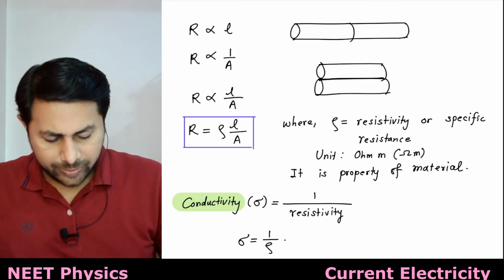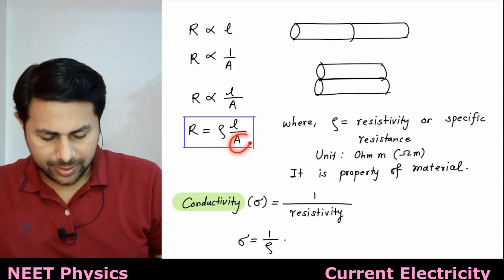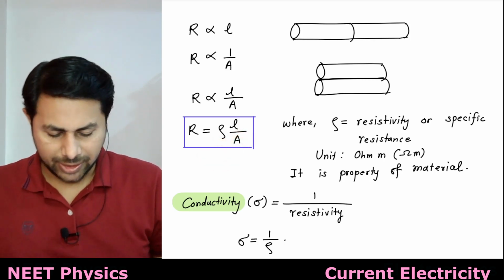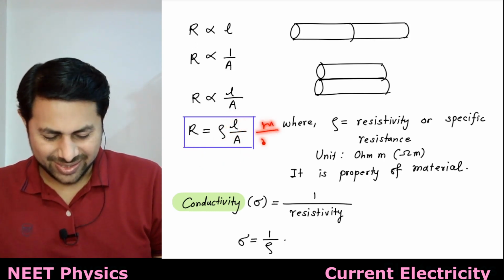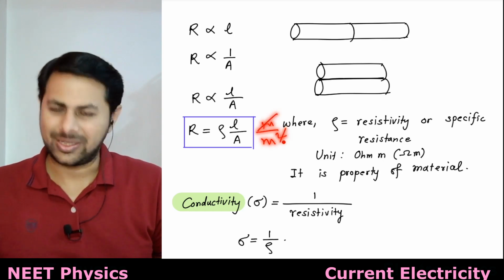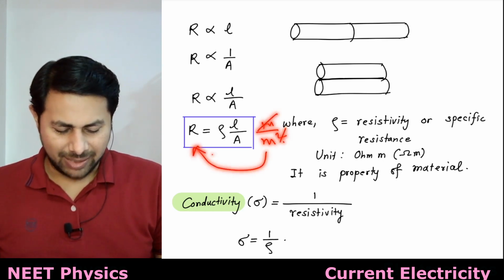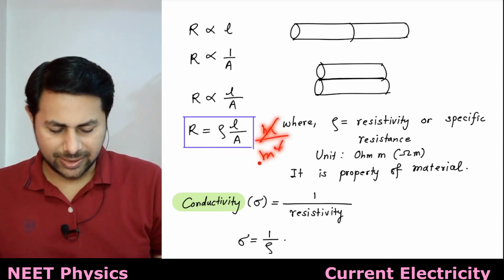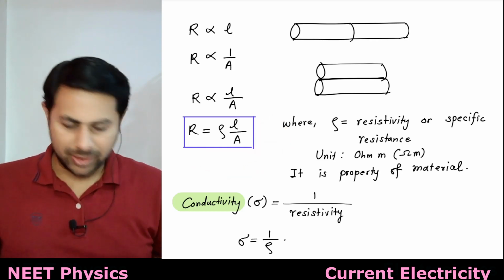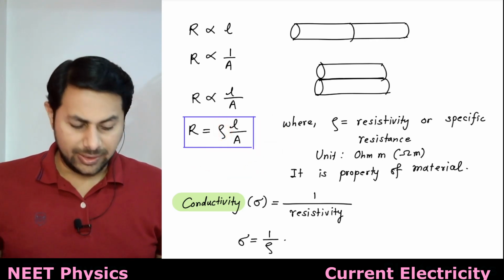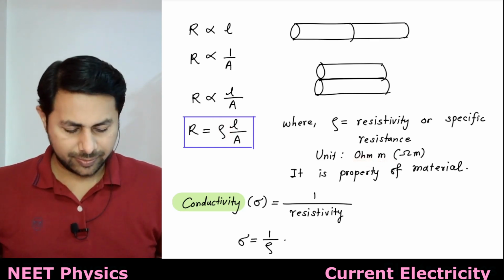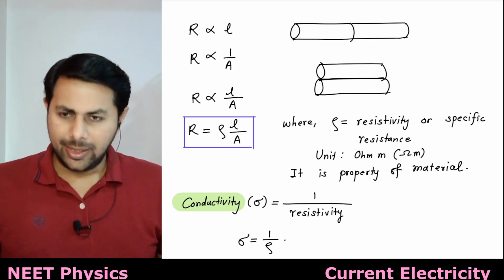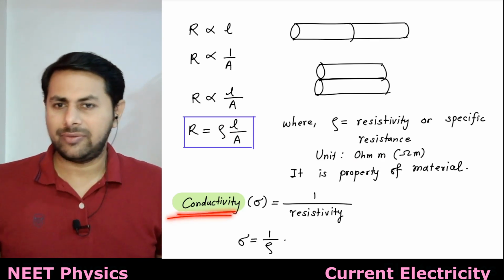After that, what would be the unit of resistivity? Take the area of cross section on this side and the length on the other side. The unit of length is meter, and you will have meter square in the denominator. So you have meter divided by meter square. The square gets cancelled out, meter remains. Move it to the other side, and you get the unit of resistivity, which is ohm meters. The unit of resistivity is ohm meters, right?